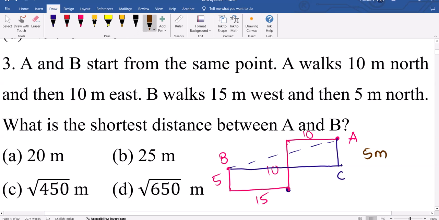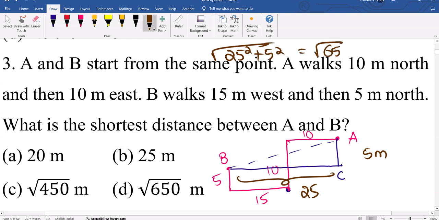BC is 25. Here to here 15, here to here 10. Totally B and C is 25. Now if you apply the Pythagoras theorem, root of 25 square plus 5 square, which is root 650. Option D is your answer.